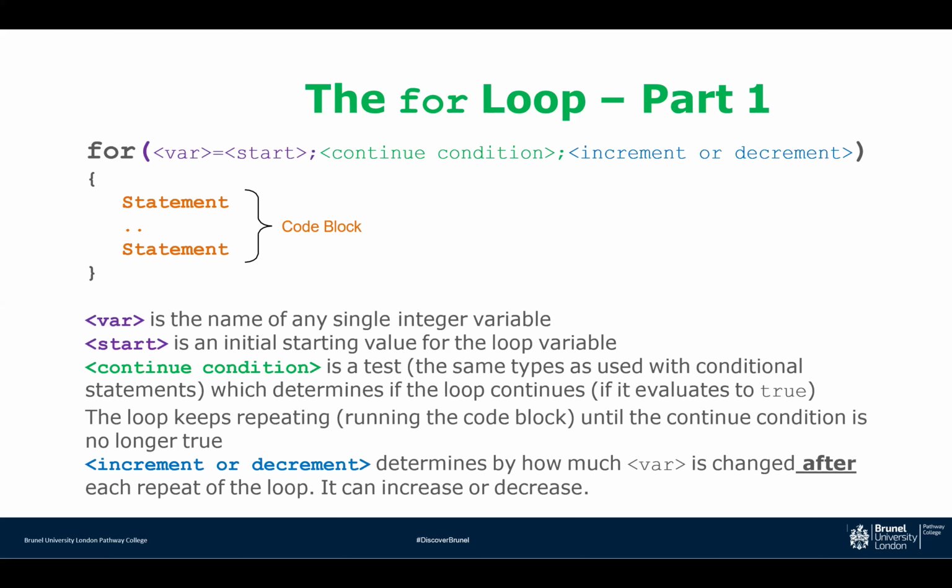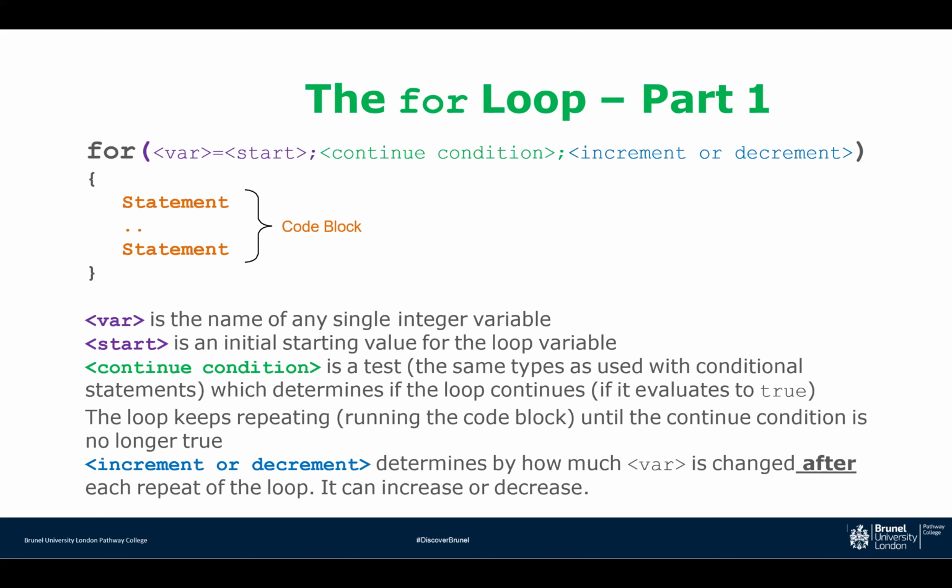I cannot use 1.1, 1.2, 1.3. It doesn't work like that. The counter in Java always has to be an integer value: 1, 2, 3, 10, 100, 101, 102, etc. Start is the initial starting value for the loop variable. This is what var is here, what we call the loop variable. That variable is only for the loop itself. We use it for the loop.